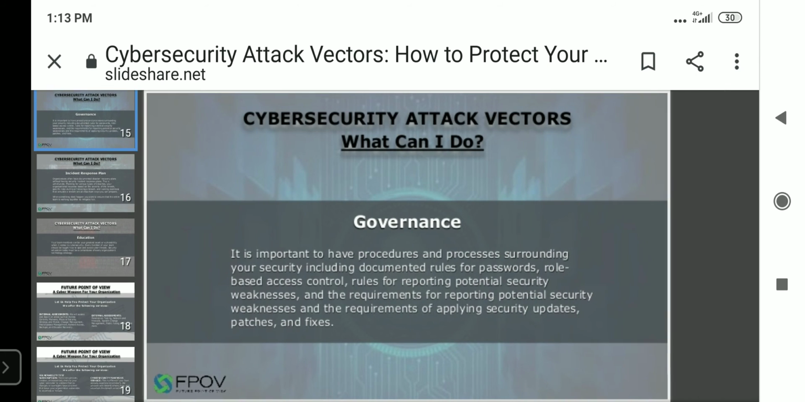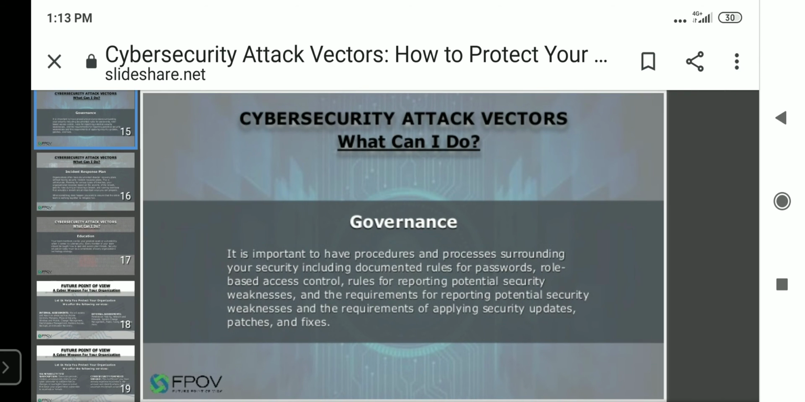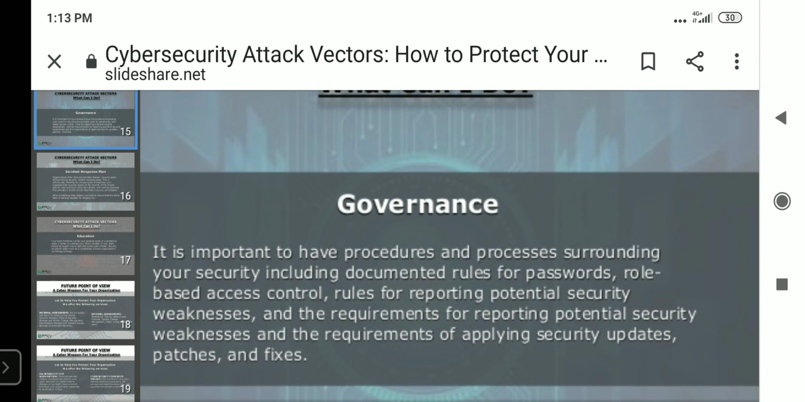Apart from this, governance is another important one. It is important to have procedures and processes surrounding your security, including documented rules for passwords, role-based access controls, rules and requirements for reporting potential security weaknesses, and the requirements of applying security update patches and fixes.